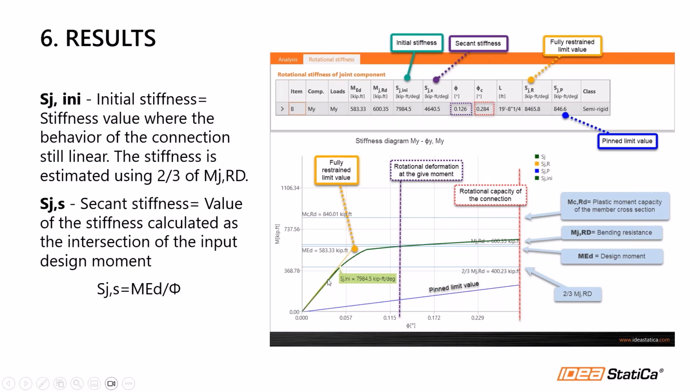At the first part, this is behaving in a linear manner, okay? So to calculate the initial stiffness, we're using 2/3 of the bending resistance. So we multiply 2/3 of this value, in this case 600, and then we draw here a line, right? In this case it was 400, and in the point where the stiffness curve touches that 2/3 of mGRD, that is the value that we are showing you. So this is the stiffness while this connection was linear, okay?